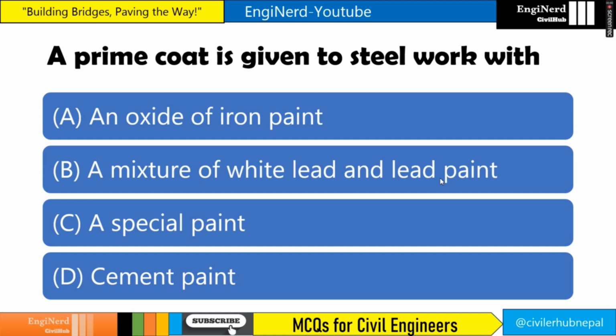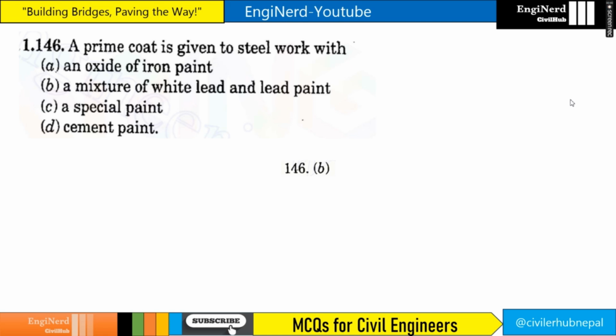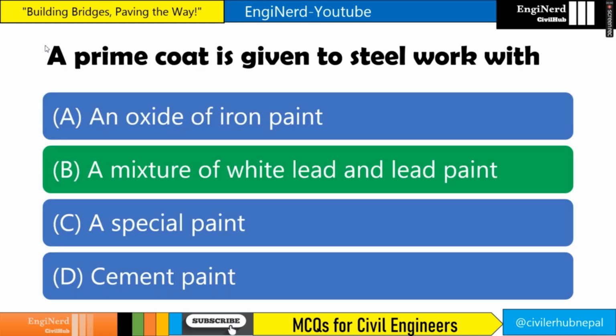A prime coat is given to steelwork with a mixture of white lead and lead paint is given as answer. If we see here it is written as, paint with the base of red lead alone or with baryta or with a base of iron oxide should be adopted for priming iron and steelwork. But generally the answer is given as option number B, a mixture of white lead and lead paint. This is also question from Agor.